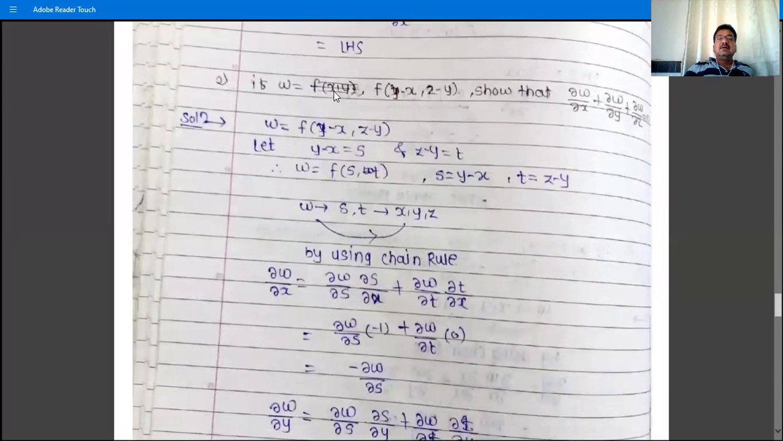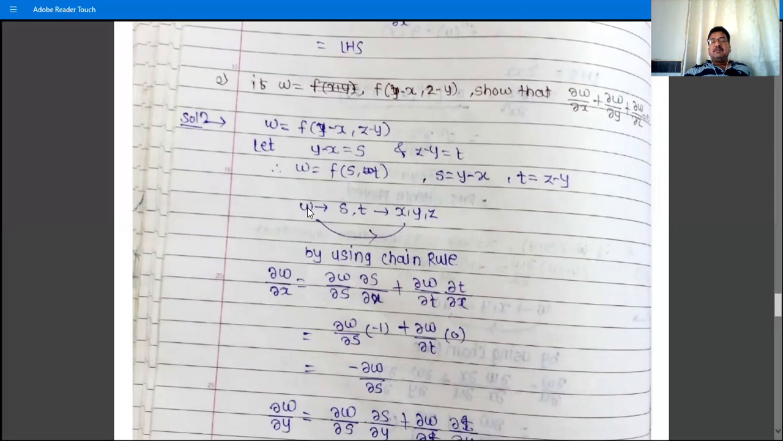Then w is f of y minus x, z minus y, and we have to prove this. Suppose y minus x is s and z minus y is t, and therefore w is f of s, t. That is, w becomes a function of s and t, where s is y minus x and t is z minus y. That is, s and t are functions of x, y, z, and that's why w is a composite function of x, y, z.